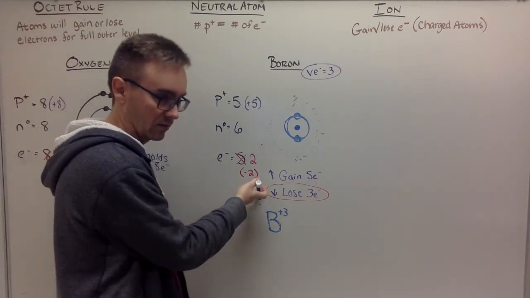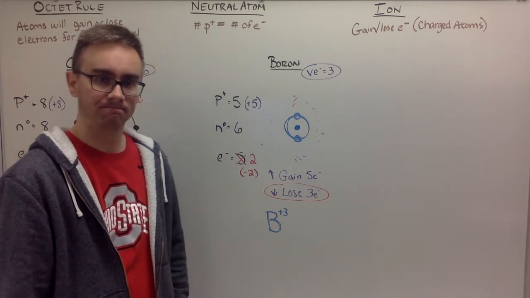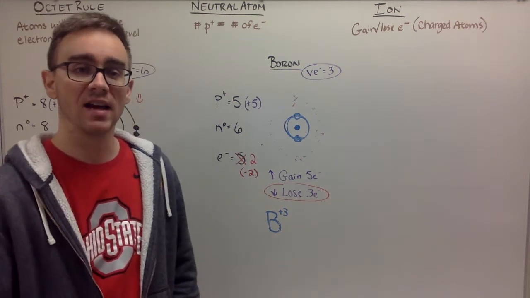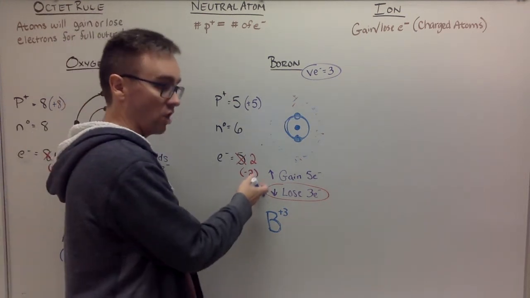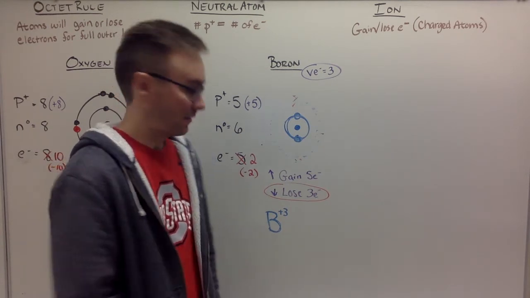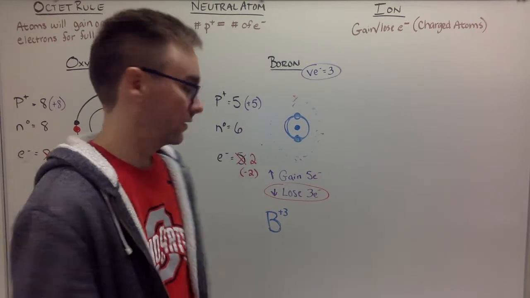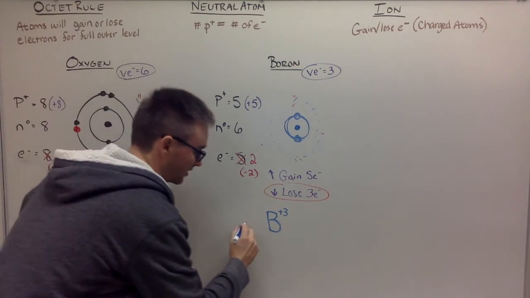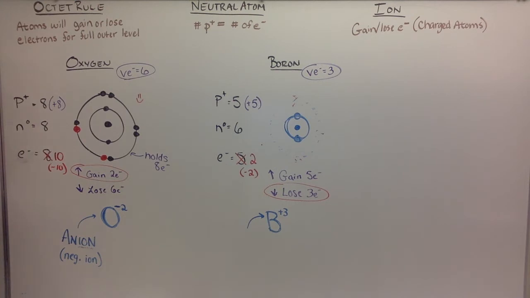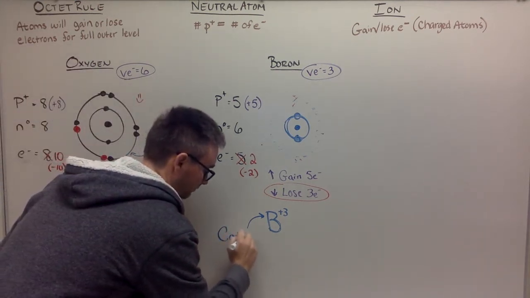I just lost something and became more positive, because what I lost was negative. What I really did is I lost electrons and became less negative. Less negative means positive. So in this case, I have a new ion form, but this time it's a positive ion, not an anion, which is a negative ion. We have what we call a cation.